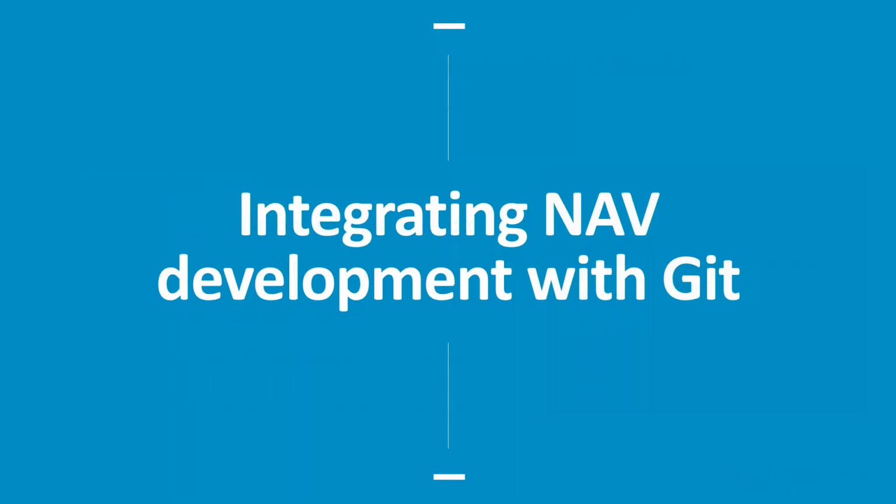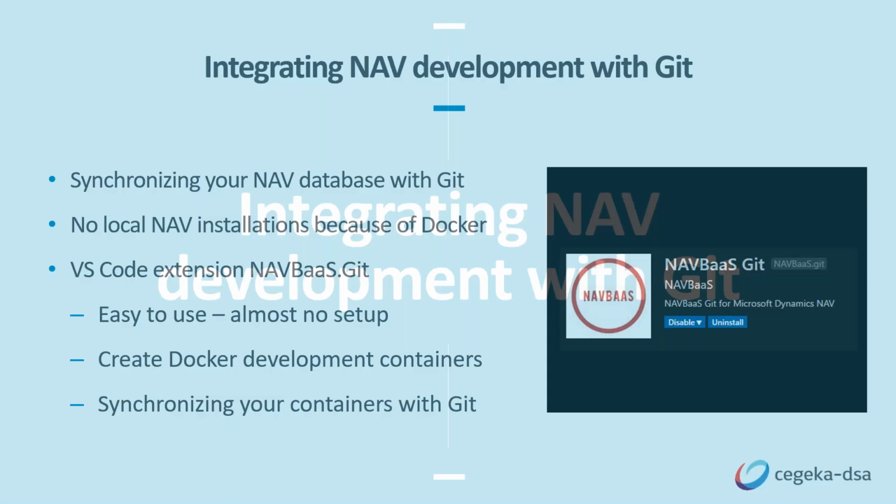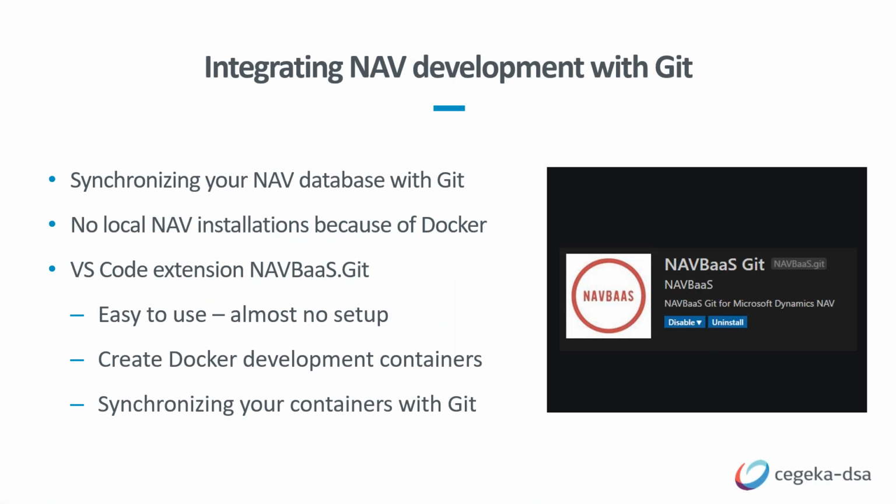All right, so how will we integrate our NAV development with Git? Well, the classic problem that you have with NAV development is that you're working in your database and not directly on your source files. So the database must be kept in sync with the source files on disk. And in order to do so, I've created a Visual Studio Code extension to actually do that for you. With that extension, you can easily create Docker development containers and directly integrate them with source control, especially Git actually.